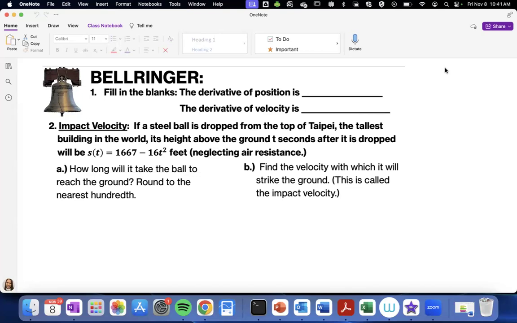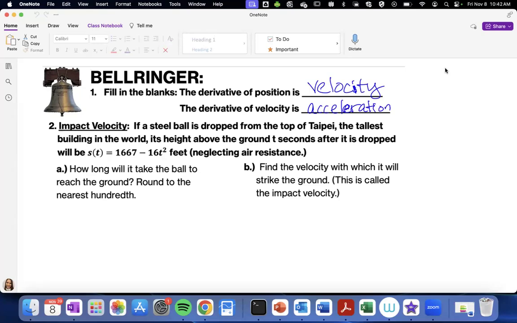Let's just talk about number one. I know you're probably still working on number two, but number one, the derivative of position is v. Yep, velocity. What is the derivative of velocity? Derivative of velocity is acceleration. That's what you need to take away. Acceleration. Okay, now go ahead.